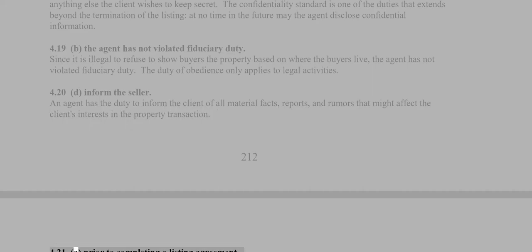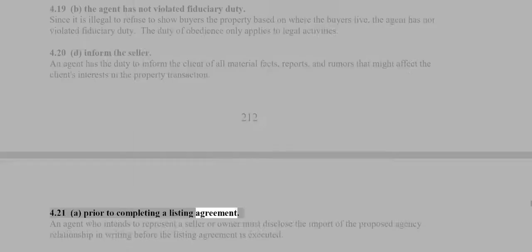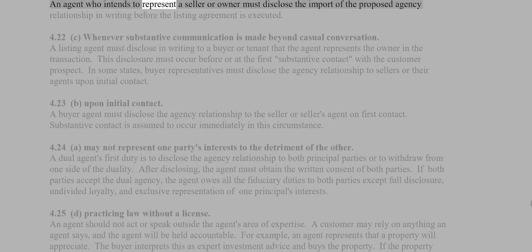4.21 a. Prior to completing a listing agreement. An agent who intends to represent a seller or owner must disclose the import of the proposed agency relationship in writing before the listing agreement is executed.